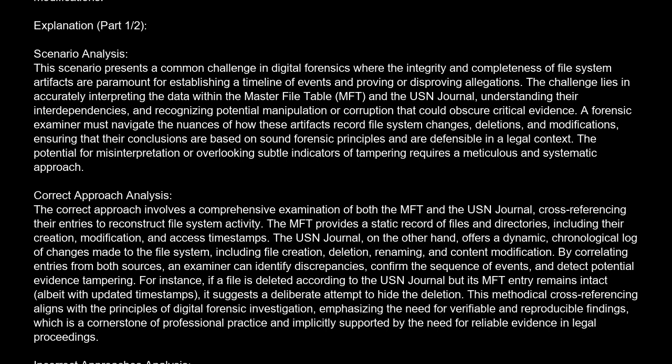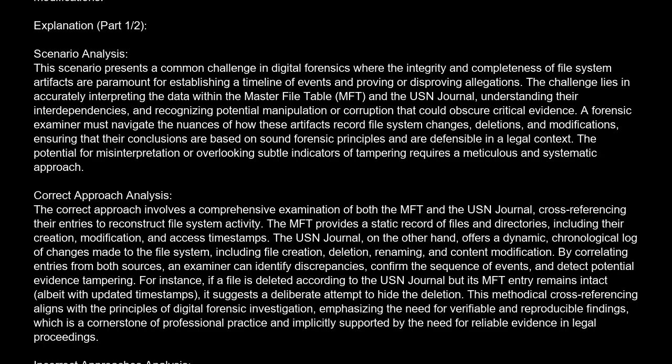This methodical cross-referencing aligns with the principles of digital forensic investigation, emphasizing the need for verifiable and reproducible findings, which is a cornerstone of professional practice and implicitly supported by the need for reliable evidence in legal proceedings.